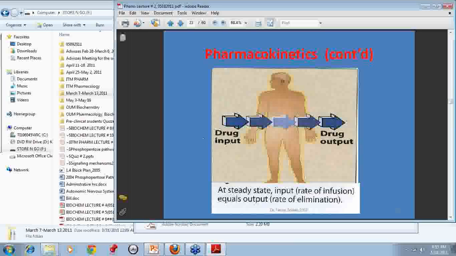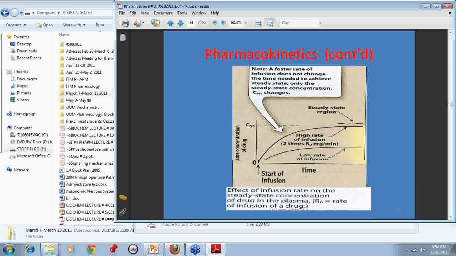The rate of drug input equals the rate of drug output. That's a simple concept, and when I usually address this material, I bring it in as a box: what goes into the box equals what goes out of the box. In order to do that, this is what you're looking for here, the steady state region. If you infuse a drug at time zero with a low dose, that's the kind of relationship you're going to get in the first plot.